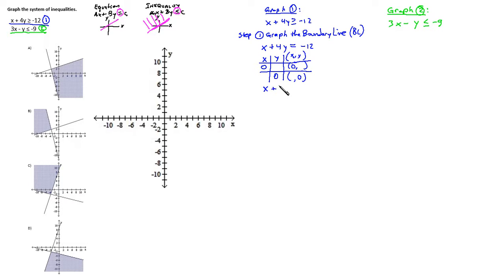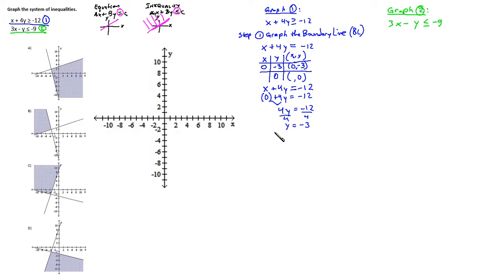x plus 4y equals negative 12. We're going to put a 0 in for x. 0 for x plus 4y equals negative 12. This becomes 4y equals negative 12. We're going to divide both sides by 4. We get y equals negative 3. So here's the y-intercept.